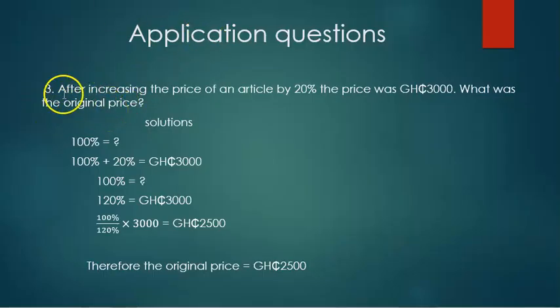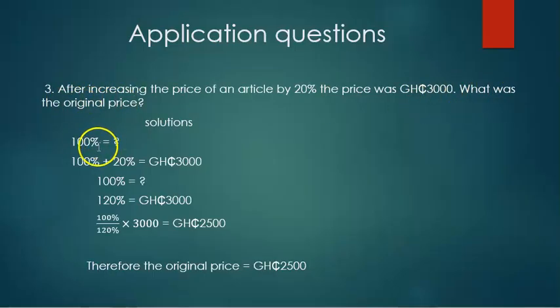So let's look at the third question. This looks like an application question. After increasing the price of an article by 20%, the price was 3,000 Ghana cedis. What was the original price? So we have increased the price of an article by 20%. The price after the increment, we had 3,000. What was the original price?